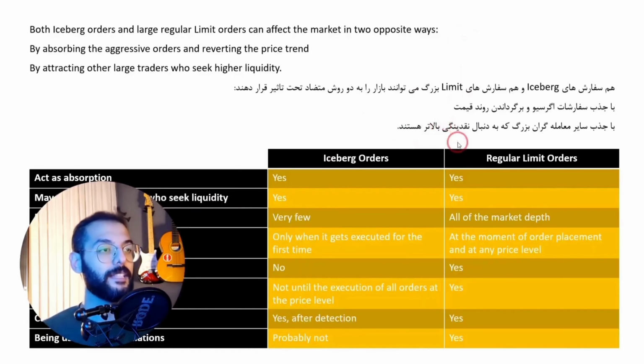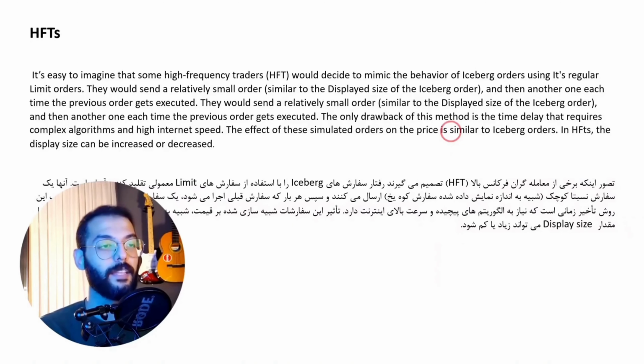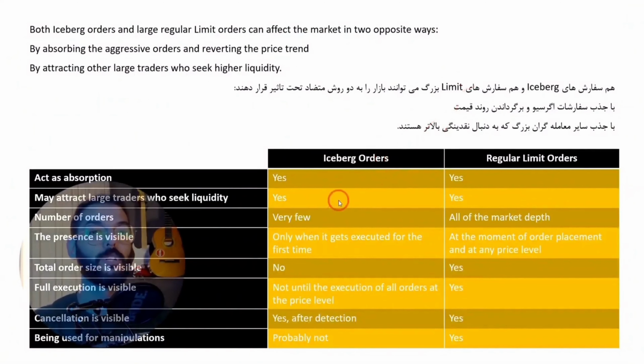But let's move on to see exactly what differences these two have in this table, and let's review some of their differences together. Here it says that both iceberg orders and large limit orders can influence the market in two opposite ways, by absorbing aggressive orders and reversing the price trend, which, as we mentioned, doesn't necessarily always happen this way. Large traders and iceberg orders both drive price movement by creating significant market absorption. Do icebergs attract large traders who are seeking liquidity? Yes, regular limit orders do too.